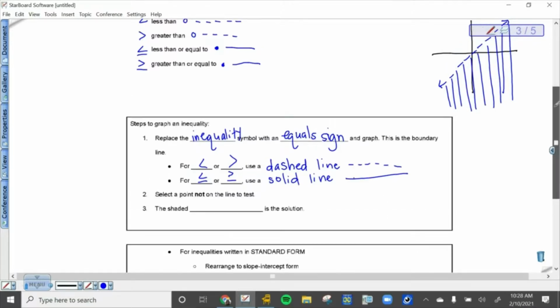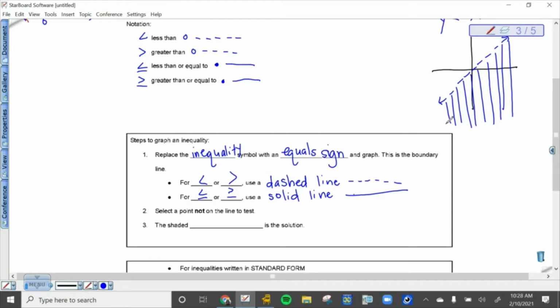And then in order to determine which side of the line to shade, I need to select a point not on the line and I test it. I'll go over how to do that. And then the solution is going to be the shaded half plane.